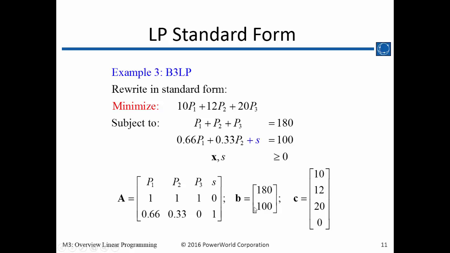So the x is the P1, P2, and P3, and the s is that slack variable. And then it looks like this. The 100 is the limit, the 180 is the power balance, and then these are the coefficients associated with P1, P2, and P3. And then this is the cost vector right here.